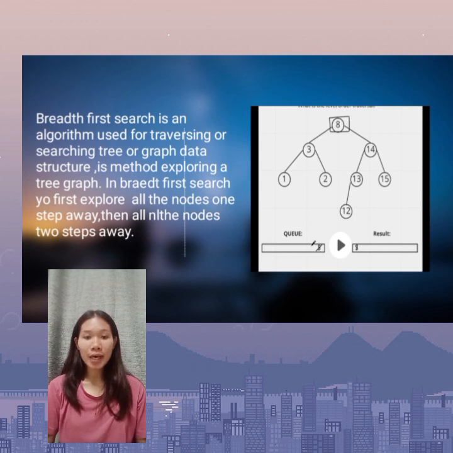Breadth first search is an algorithm used for traversing or searching a tree or graph data structure. It is a method of exploring a tree or graph. In breadth first search, you first explore all the nodes one step away, then all the nodes two steps away.